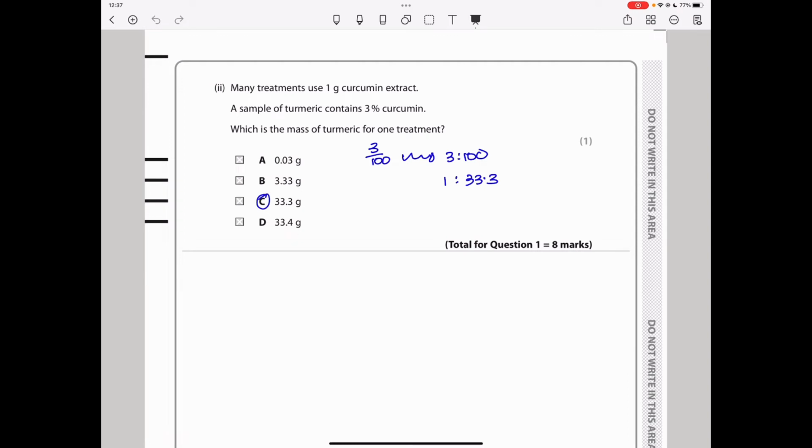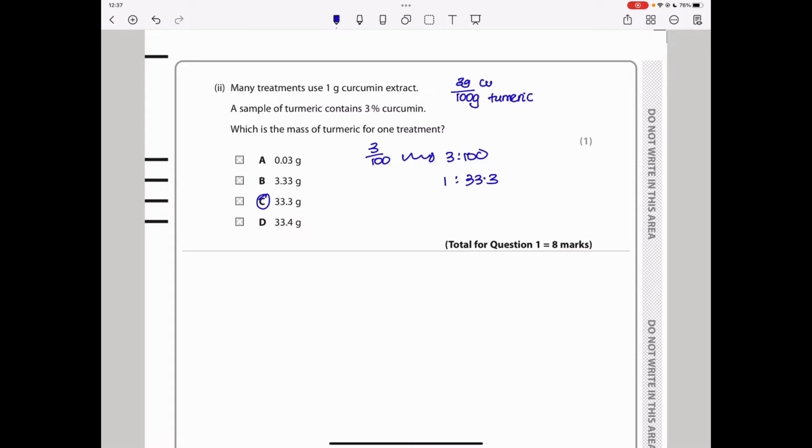So they say many treatments use 1 gram curcumin extract, and they say a sample of turmeric contains 3% curcumin. So if they use 1 gram and this is 3%, it means if it was a mass ratio, it's going to be 3 grams of curcumin in 100 grams of turmeric. I hope you can see this.